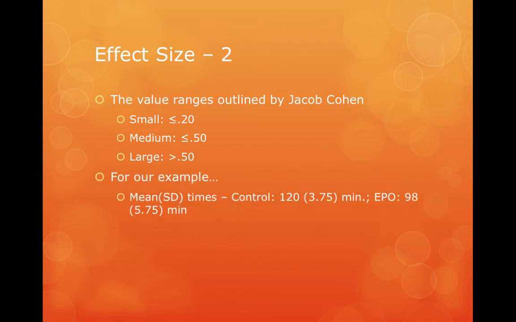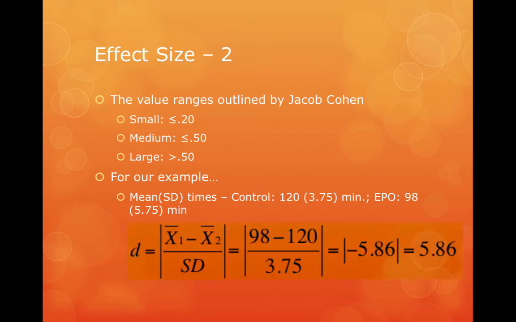And so if we take our example, we have our mean and standard deviations for both of our groups. Go ahead and plug and chug. So we have 98 minus 120 over 3.75. Again, we want to use the control group because we have a control group here. Don't use the treatment group standard deviation, but use the control group standard deviation. We end up getting a negative 5.86.